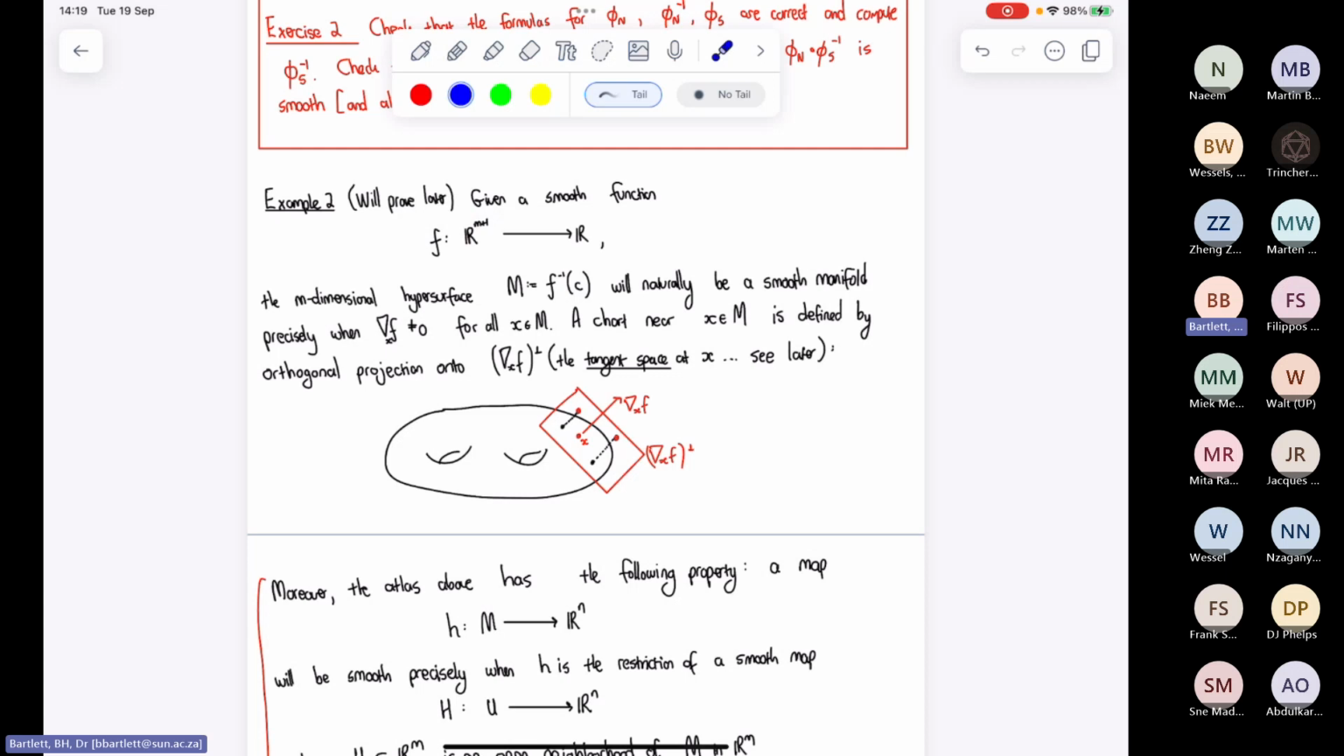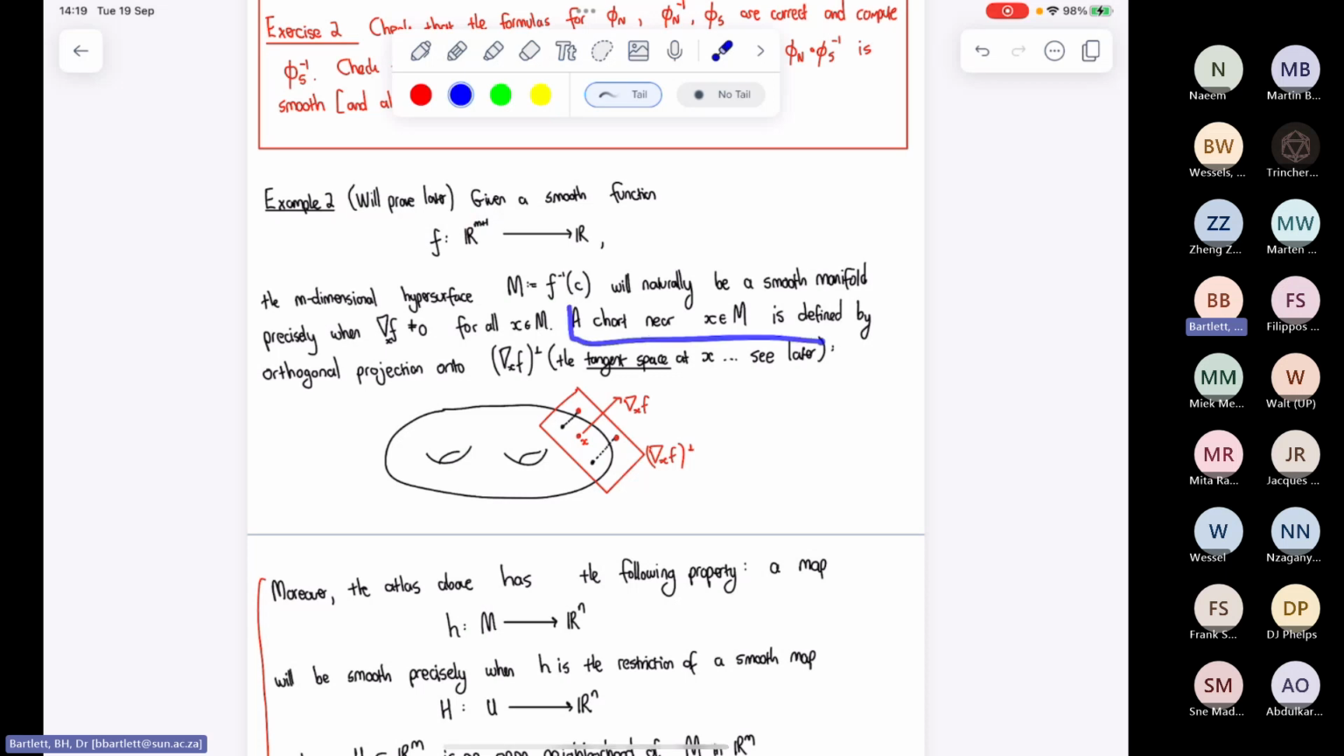And the claim is that this is going to be naturally a smooth manifold under the condition that the gradient of f is not equal to 0 everywhere on M. Okay, we'll see later why that's the case. But for now, just believe me. I have to tell you what a smooth atlas on this manifold will be. And here's what the atlas will be.